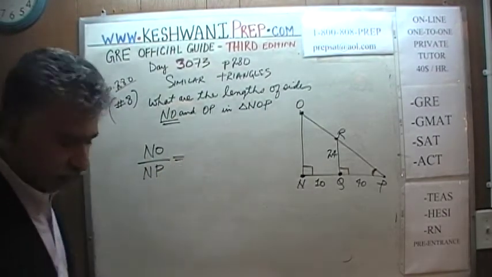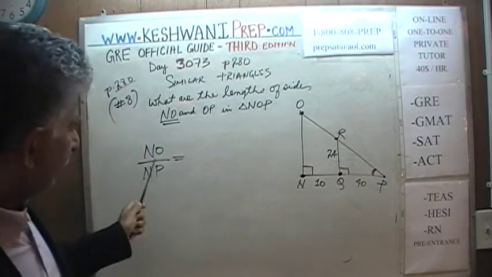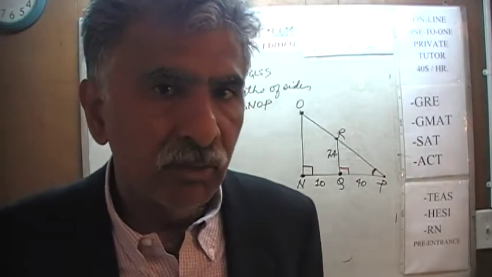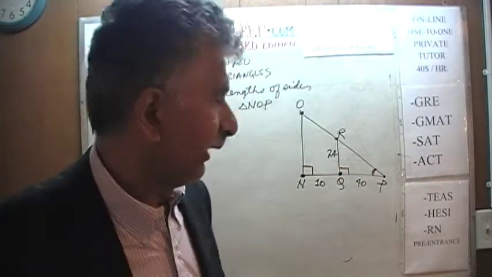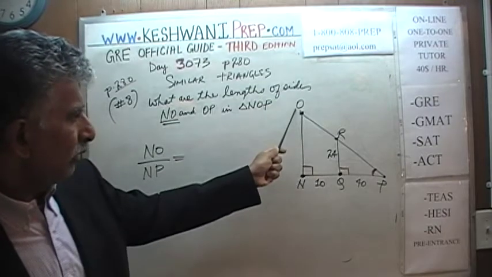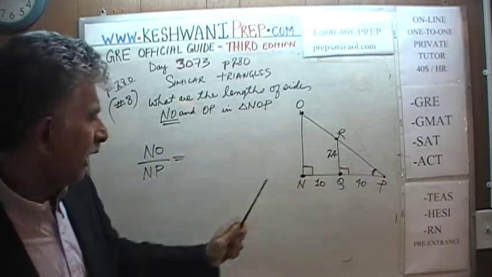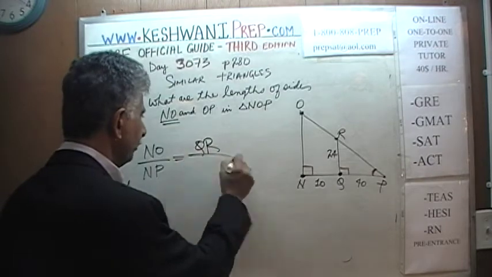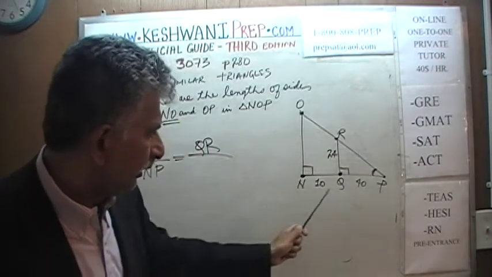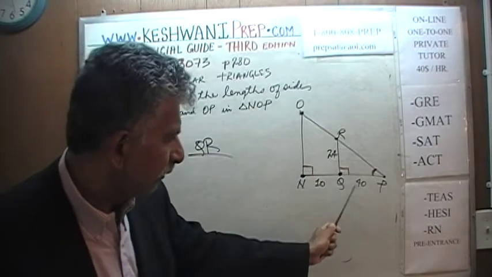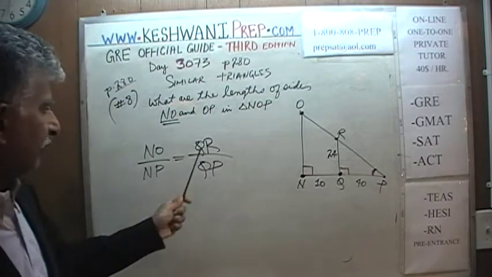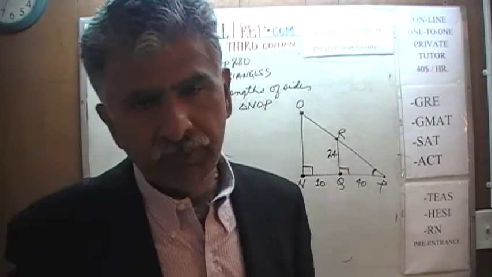The ratio of these two sides in that triangle must equal the ratio of the other two corresponding sides. They have to be corresponding. The corresponding side to NO in the smaller triangle is QR. You have to pay attention there. And the corresponding side to NP, the bottom here, in the smaller triangle will be QP. There are four items here. As long as we know three of them, we can find the fourth one.